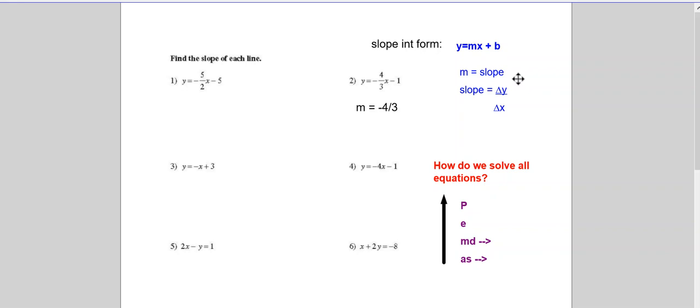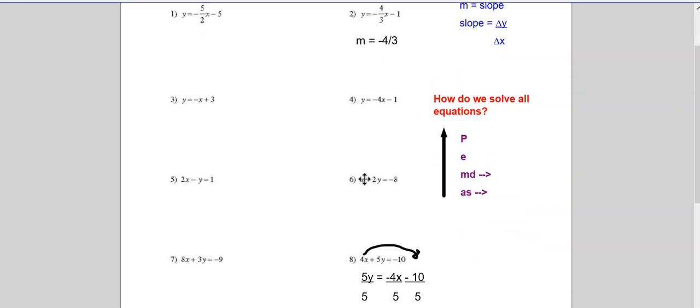All right, so on 1 through 4, since it's already in slope-intercept form, all you do is identify the coefficient of x. So example number 2, the coefficient of x here is -4/3. So I just write down m for slope equals -4/3. Now you can do the other three.